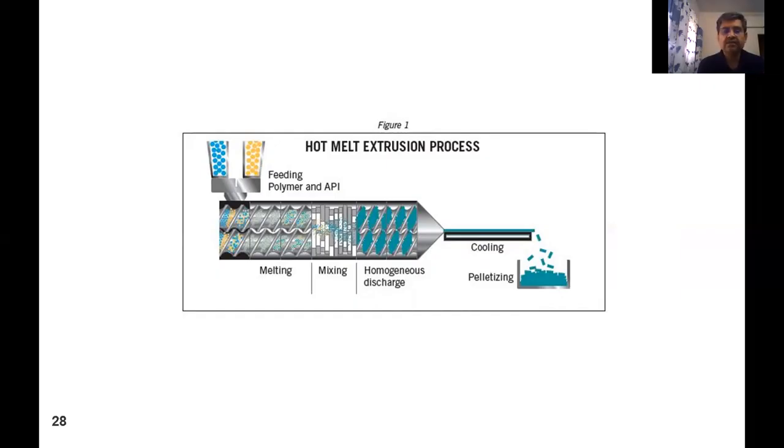And after this mixing or miscibilization has taken place, you will get a homogeneous discharge from the opening, which is cooled and comes out in the form of pellets. These pellets can then be used for either compressing into tablets, or they can be filled into capsule dosage forms.